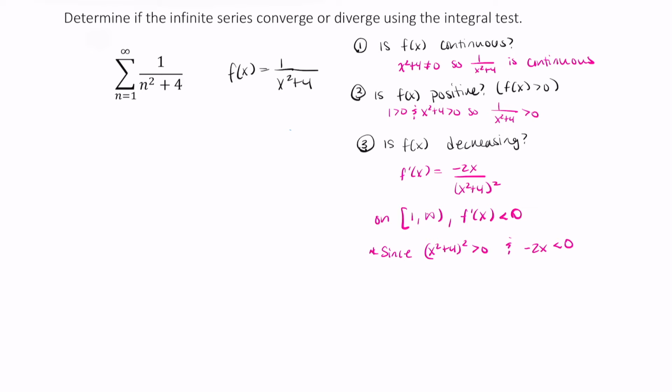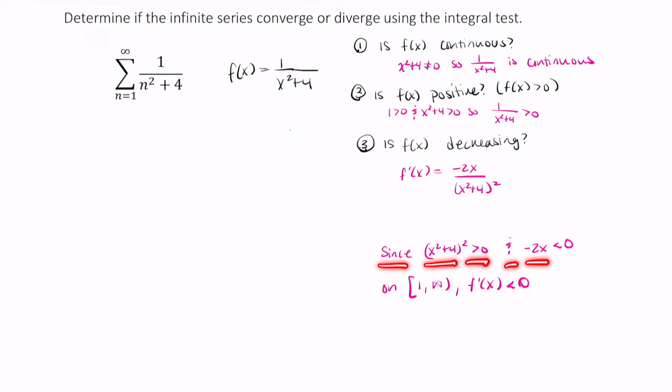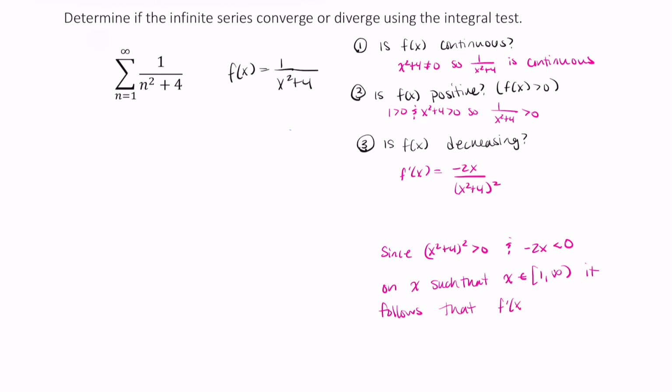Actually, maybe I should rewrite this sentence so it makes a little bit more sense. Let's write it here. Since this denominator of x squared plus 4, quantity squared, is greater than 0, and since negative 2x is less than 0 on x between 1 and infinity, so on x such that x lives inside here, it follows that f prime of x is less than 0. Hence, f of x is decreasing.